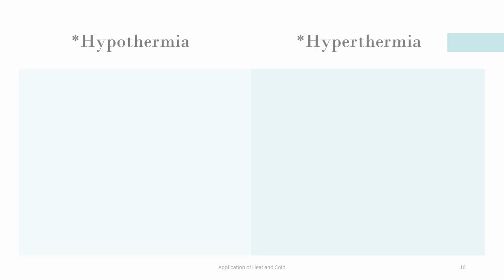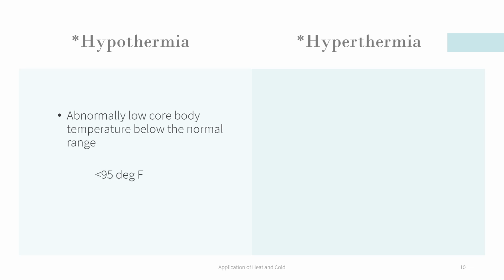Let's talk about hypo and hyperthermia. Hypothermia is an abnormally low core temperature, typically less than 95 degrees Fahrenheit. Severe hypothermia may be below 86 degrees Fahrenheit. Older adults may run lower, so definitely know the patient's baseline. Some causes of hypothermia include exposure to cold, surgery, drug intoxication, sepsis, or metabolic or nervous system dysfunction.